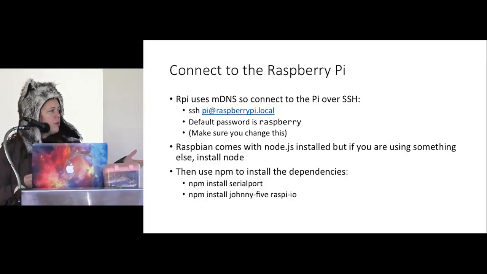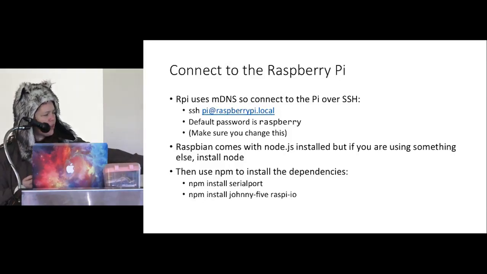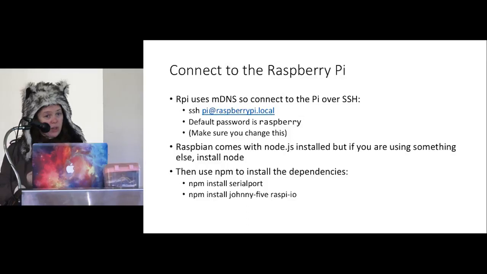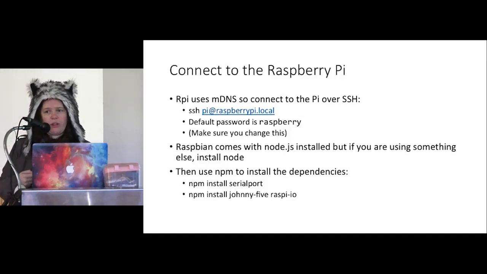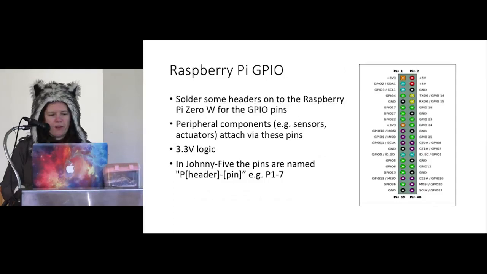So the ones that we're using are Johnny-Five and Raspberry Pi IO, raspi-io. And also they will install the serialport npm package. I've just got that there because it takes a long time to build. So if you're going somewhere, you probably want to install that in advance because it will take a while.